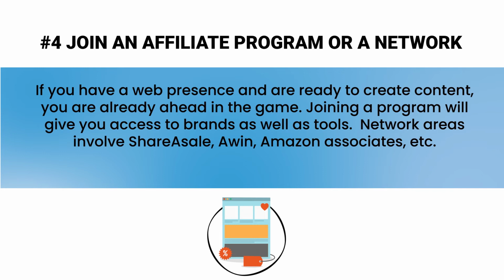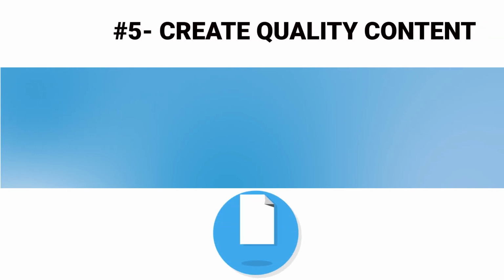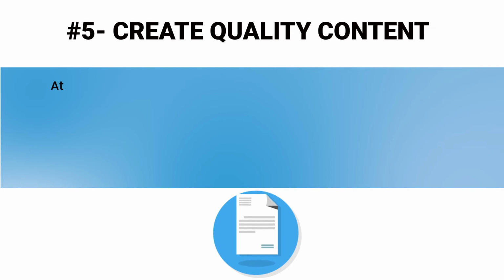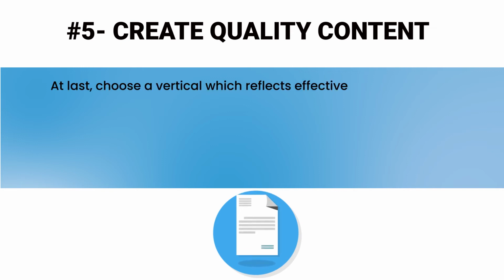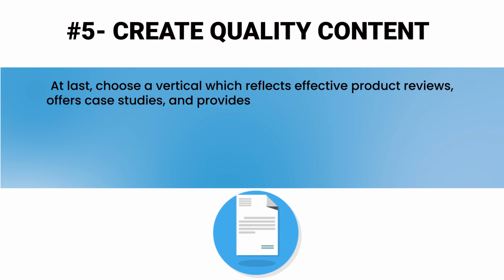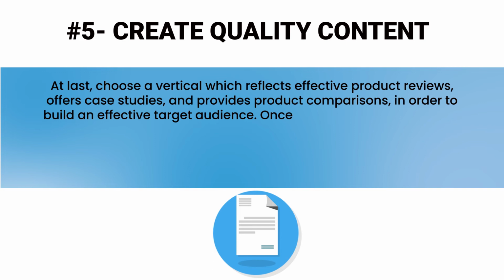Step number 5, which is the final step. Create quality content. At last, choose a vertical which reflects effective product reviews, offers case studies, and provides product comparisons in order to build an effective target audience. Once you have created the right content, you are all set to generate money via clicks through your affiliate links.